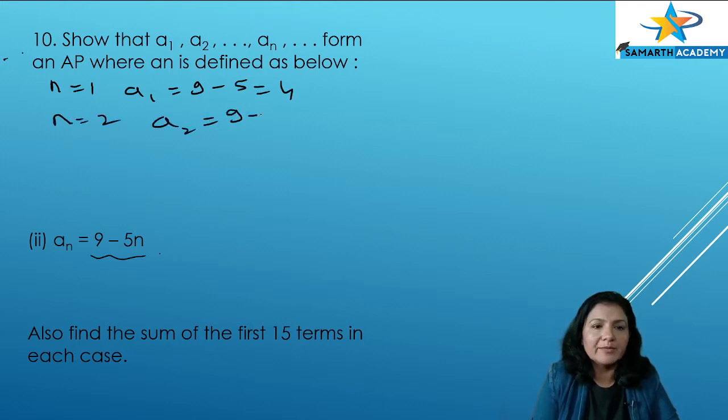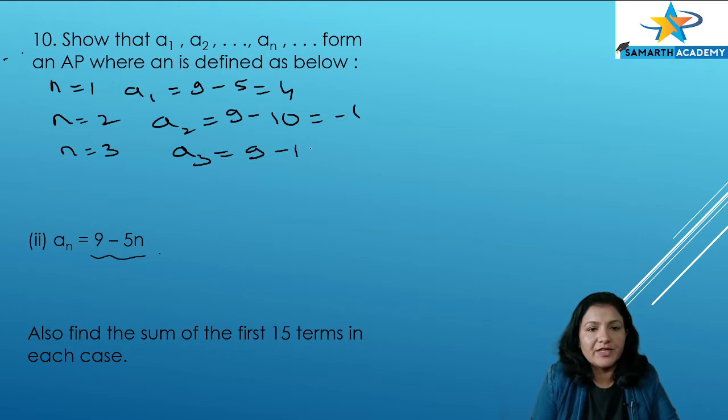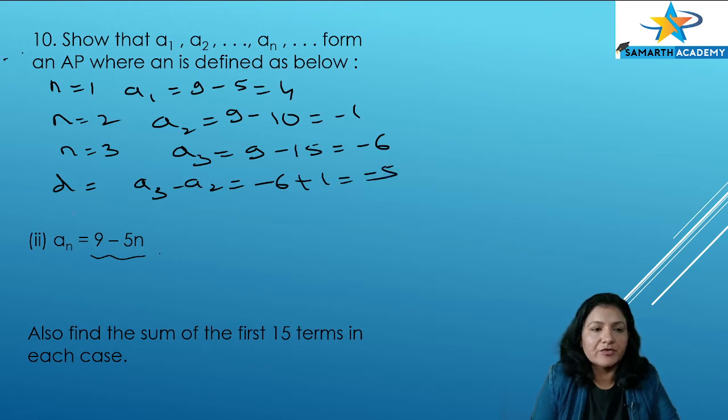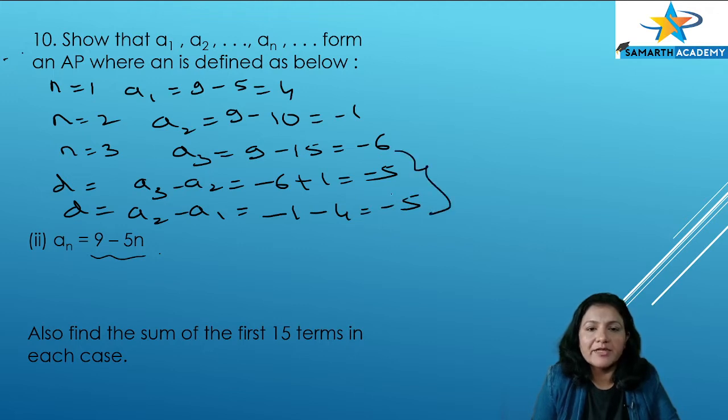A2, that is n equal to 2: A2 is equal to 9 minus 10, minus 1. Put n is equal to 3: A3 is equal to 9 minus 15, that is minus 6. Now we'll find the common difference. D is equal to A3 minus A2, that is minus 6 minus of minus 1, which is plus 1, minus 5. Again D is equal to second term minus first term, minus 1 minus 4 is minus 5. Since there is a common difference, therefore it's an AP.